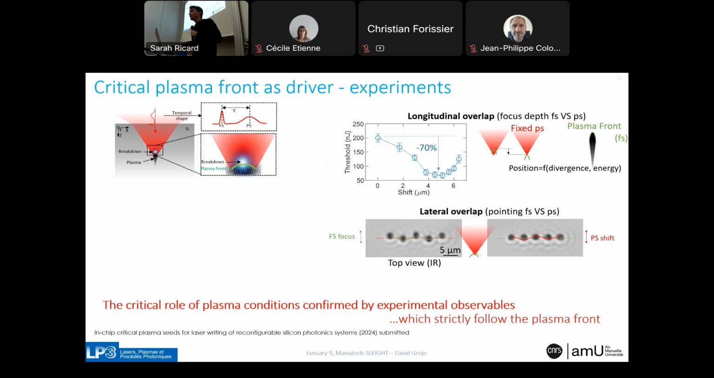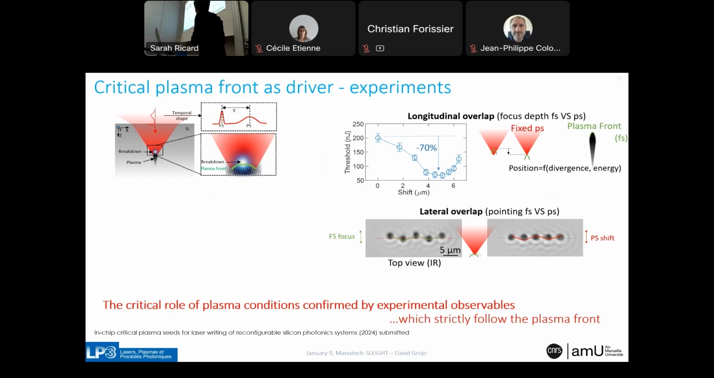And we did the same thing laterally, making relative move of the two beams. What you observe is that when you move the femto in the pico, the modification moves. But when you move the pico, keeping the femto fixed, the modification remains fixed. So everything is driven by the femtosecond pre-pulse in these experiments. This is clear from this.